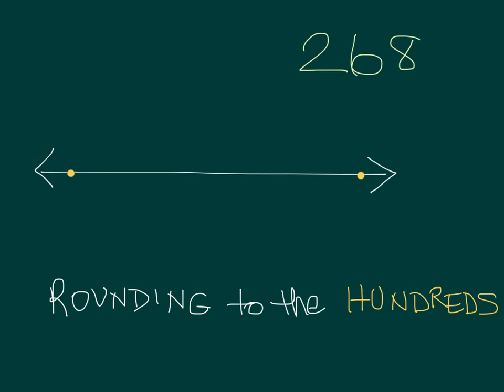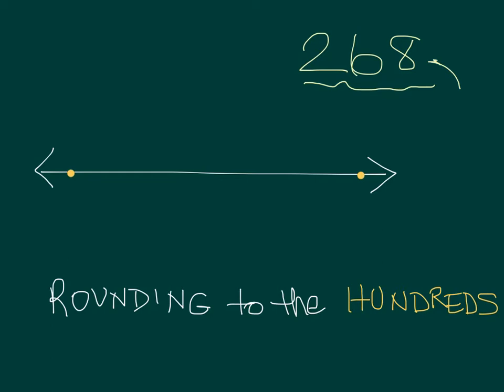We're going to round to the hundreds. And we're going to round the number 268. When we're rounding numbers, basically what that means is we're trying to figure out which number is the closest to this number. You guys have been kind of doing this already, and you don't even know it.